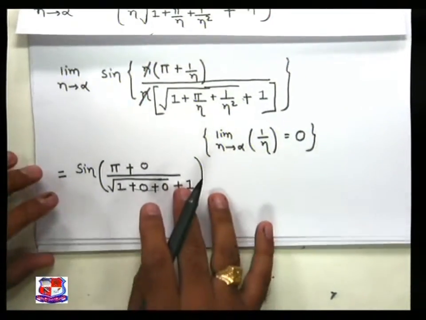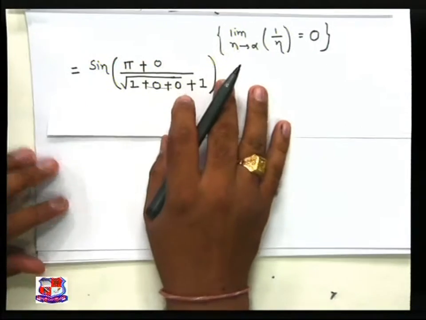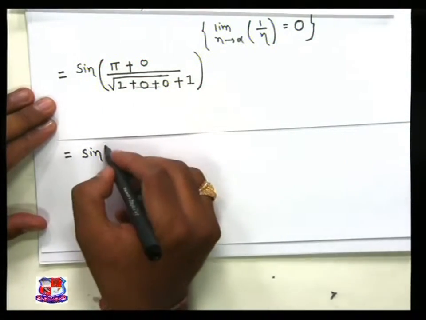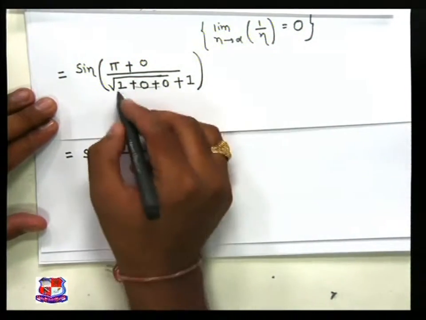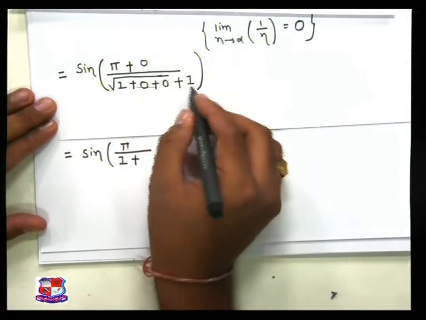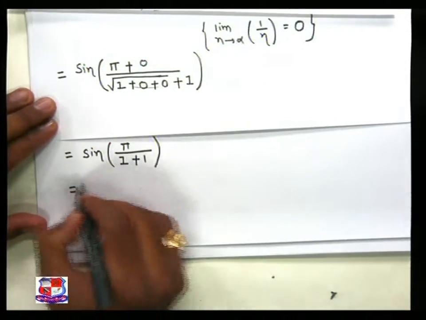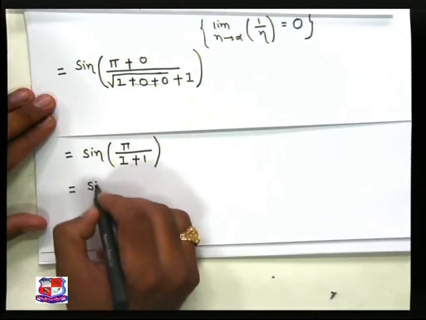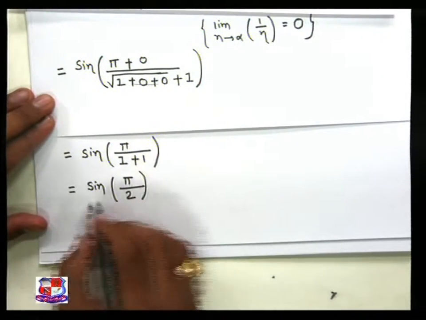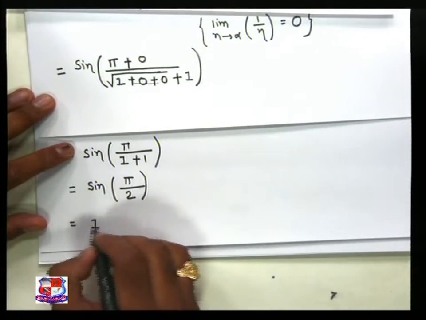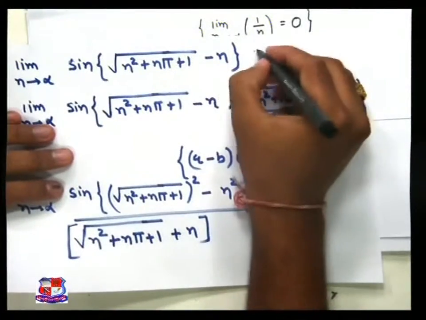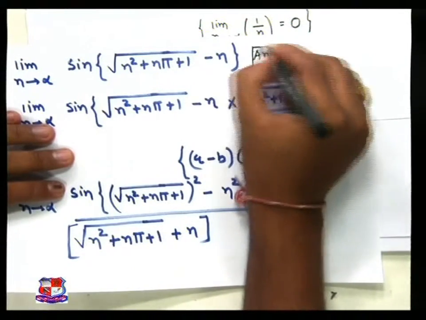Now we again more simplify this term, that is equal to sin of (pi plus 0, that is pi), and under root only the remaining term that is 1, so 1 plus 1 as it is. Equal to, now again simplify, that is sin of pi divided by 1 plus 1 that is 2, and all of you know sin of pi by 2, the result is 1. So this is our last sum, and we write the answer, that is 1.